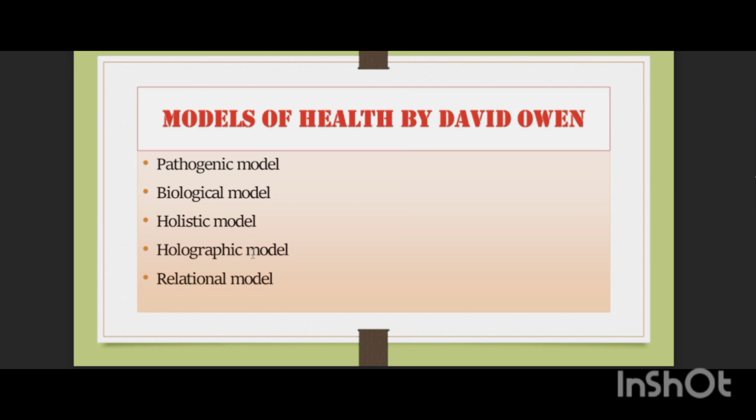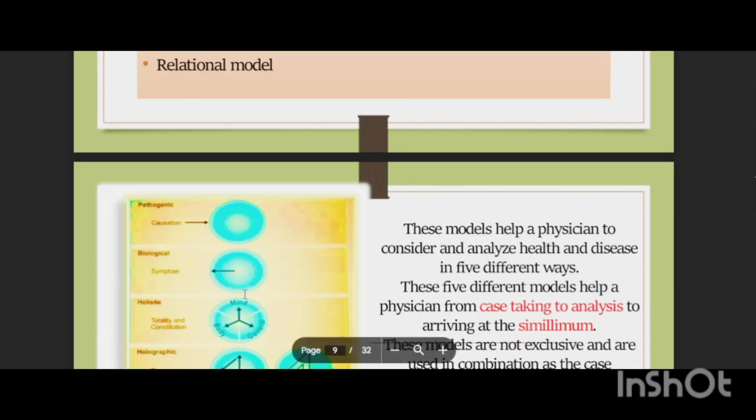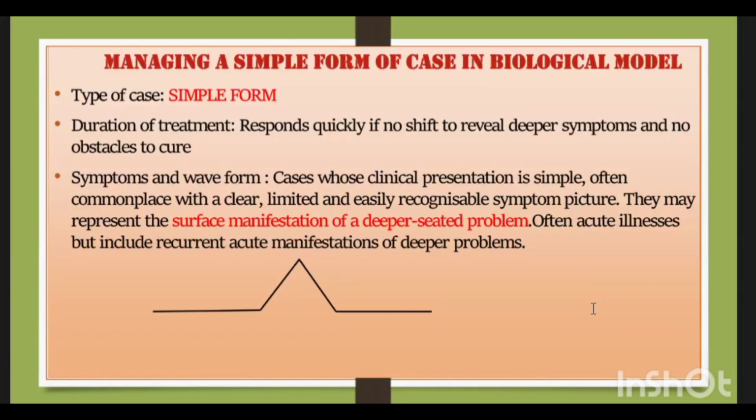Now the holographic model. This looks for the main theme or essence, the core feeling behind all the symptoms. Now the relational model. This is about the relationship between a doctor and a patient. The doctor feels what the patient feels. The best part, we do not use just one model. A good homeopath uses all models together like different tools to find the best medicine. Let's see how these models work together.